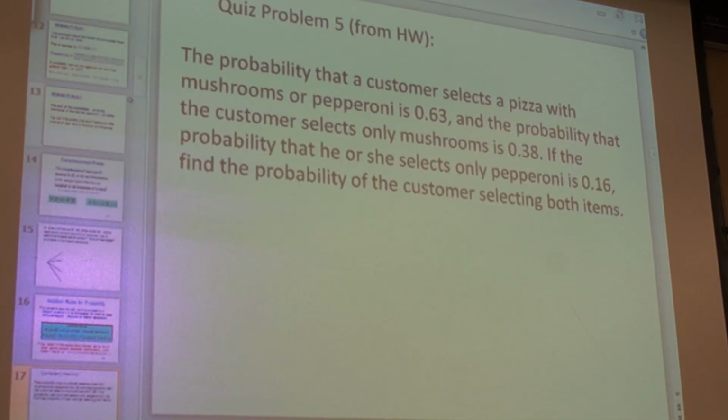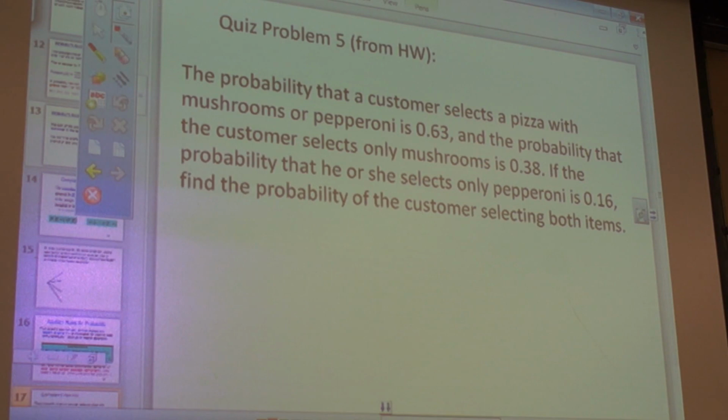All right. So let's take another quick problem from number 5. Again, I think it may be on your homework. I may have gotten smart and deleted it, but I may not have. So in case I didn't, are mushrooms and pepperoni mutually exclusive or not? Talk to your neighbors, 15 seconds. Are pepperoni and mushrooms mutually exclusive or not?